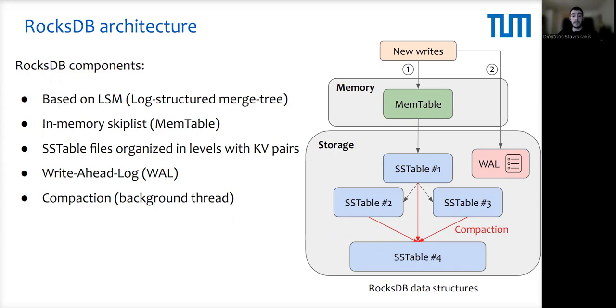The read path is much simpler. When a read arrives, RocksDB first looks up the key in the memtable, and if it's not found, it scans the sorted SS tables to retrieve the requested value if it's actually present in the database.